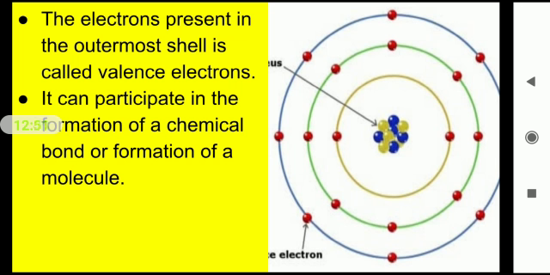Now let's know about valence electrons and valency of an atom. The electrons present in the outermost shell are called valence electrons. They can participate in the formation of chemical bonding or the formation of a molecule. Molecules are formed by chemical bonding as the force of attraction between the atoms. About this chemical bonding we will learn later.